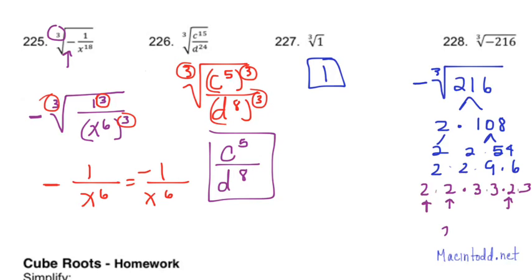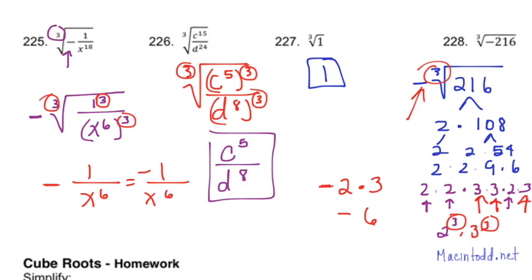So I can rewrite that as a 2 cubed. And look at the 3 3's. That's a 3 cubed. And so index and exponents match. So a 2 comes out and a 3 comes out. I already brought out a negative, so I've got negative 2 came out and 3 came out. It's all multiplied, so negative 6. Hopefully that will help you understand how to do cube roots.